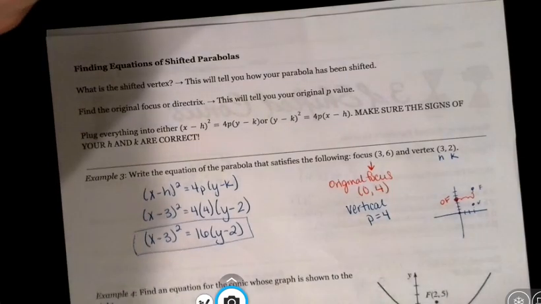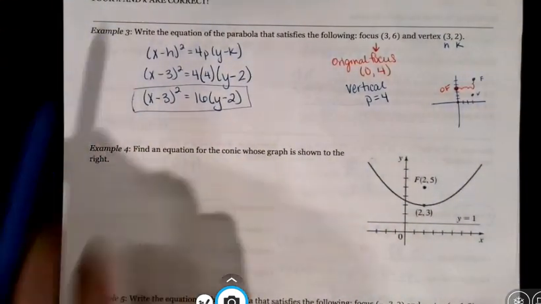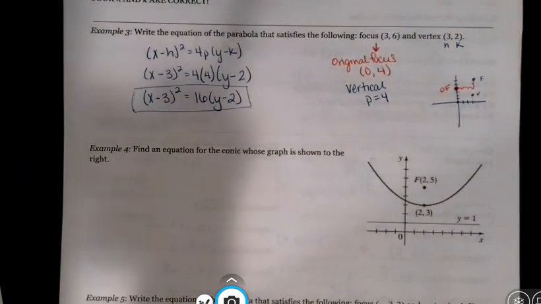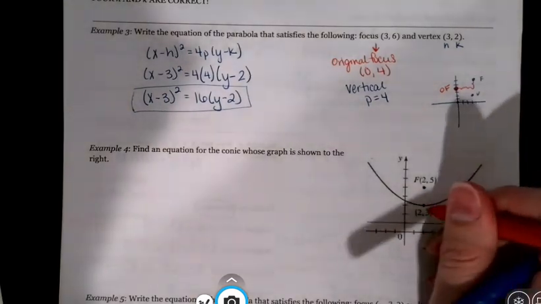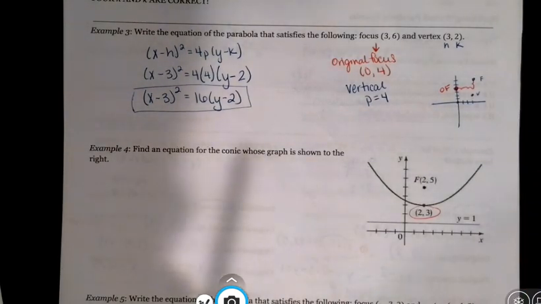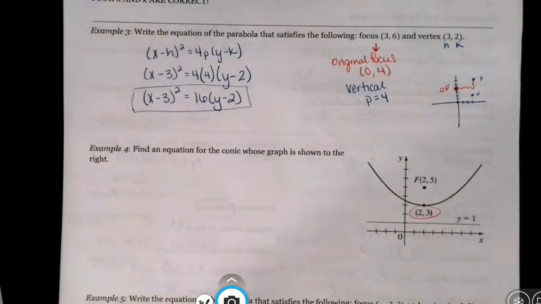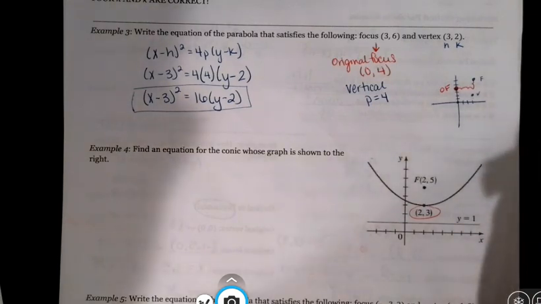We're going to do one more. So example 5 is very similar to example 3. Example 4, we have a picture. So you want to be able to identify things from the picture. So we have our new vertex, which is this 2, 3. We have our new focus, and we have our new directrix. So we're trying to find the equation for this. And to do that, we need to figure out what our P value is.